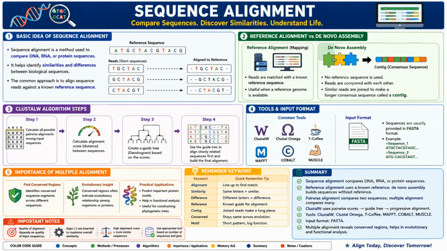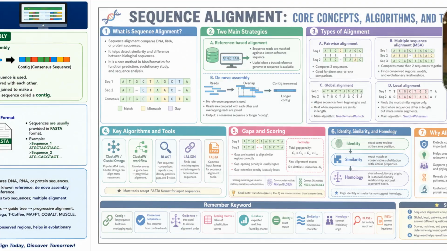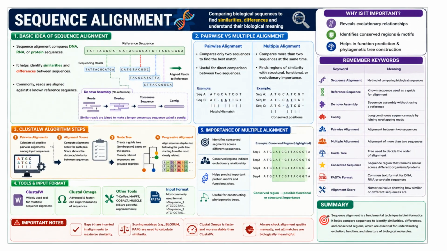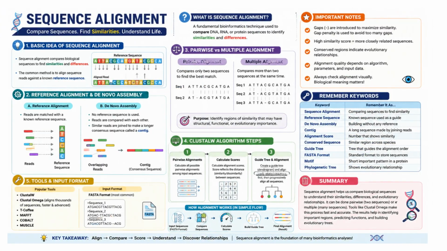The two main approaches are reference alignment and de novo assembly. Sequence alignment compares biological sequences to detect similarities and differences. This method is fundamental for functional prediction, evolutionary study, and sequence analysis. The basic idea is to compare sequences to identify similarities and differences. We use pairwise alignment for 2 sequences and multiple alignment for more than 2. The two main approaches are reference alignment using a known sequence and de novo assembly without a reference.